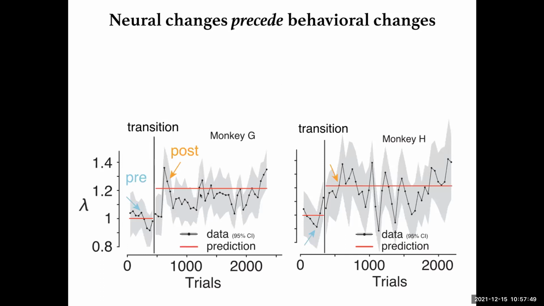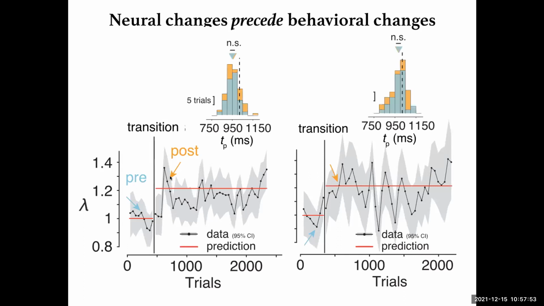And something that was very interesting and intriguing to us is that if you compare the behavior of the animal very early on after the transition, when the neural activity has already adjusted, the behavior itself has not adapted yet, which indicates that the neural changes, which correspond to changes in expectation, precede the behavioral changes that are related to those changes.